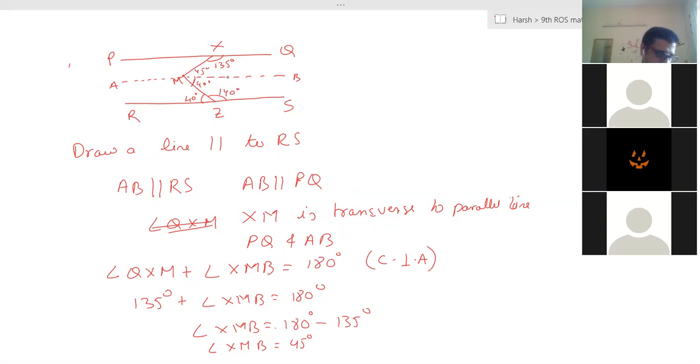Yes, sir. I have a little doubt in one step, sir. Which step, Vidyut? Sir, after QXM plus, how are we getting angle BMZ plus MZS equal to 180, sir? Can you show that?